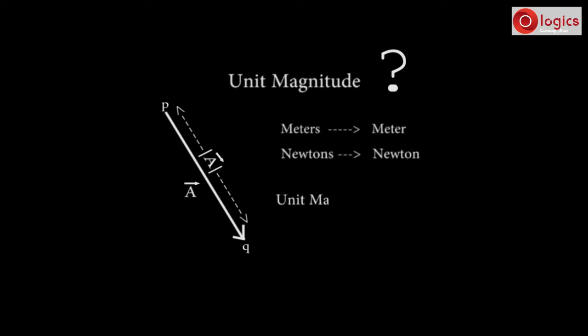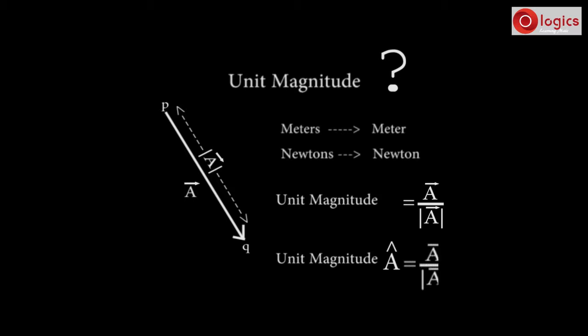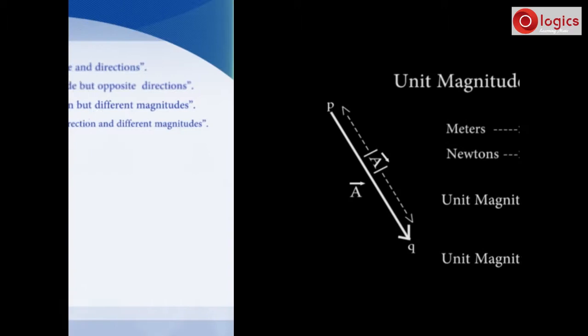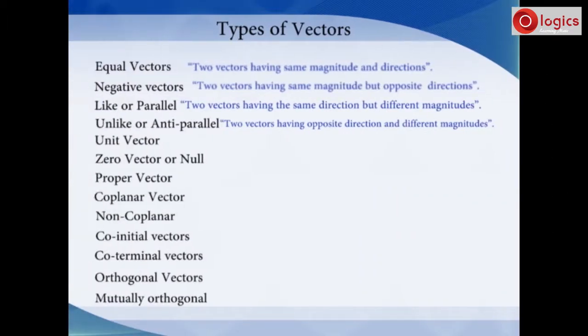How do you define unit of magnitude? Unit of magnitude equals A bar divided by modulus of A bar. You call the unit vector A cap, equals A bar divided by modulus of A bar. A vector having unit magnitude is called a unit vector.